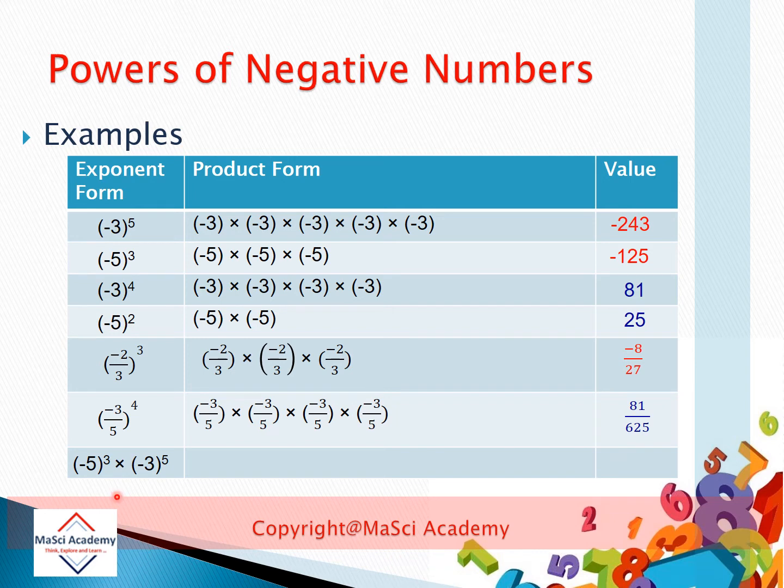The last one is a combination of two negative numbers with different powers. Minus 5 cube multiplied by minus 3 to the power 5. This is written as minus 5 multiplied 3 times and then minus 3 multiplied 5 times in the product form. The final answer is positive, because in this case the sum of the powers of both the negative numbers is even. 5 plus 3 is 8. So the overall power of the product is even. Hence the answer is plus 30375.